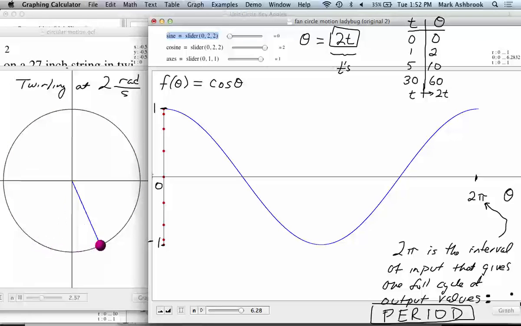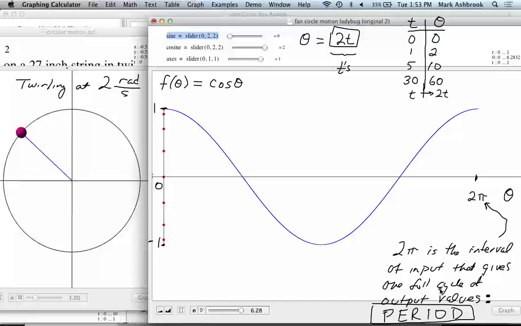And so what is the period of cosine? The cosine function, what is the period? 2 pi. It's really important because every other period that we calculate will be based on this, knowing that one full cycle of output values we get from 1 rotation, or 2 pi radians. Okay, so that's the period.